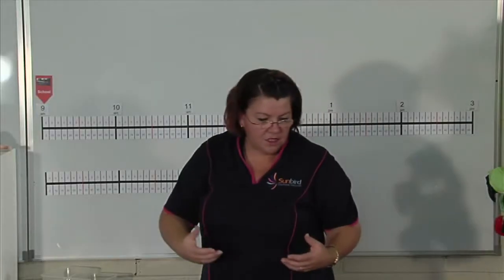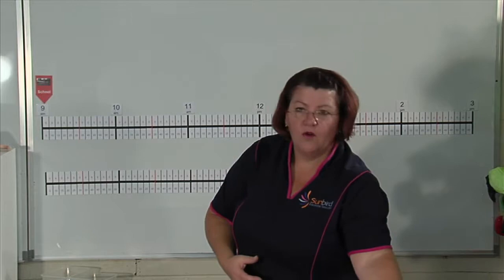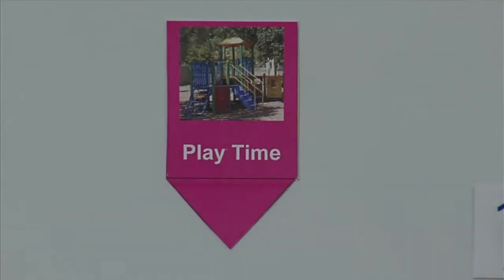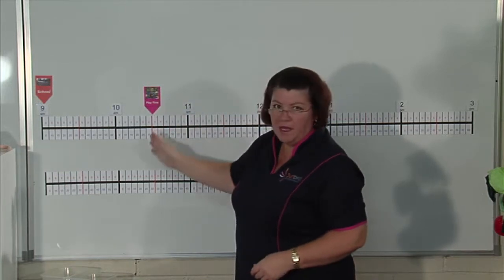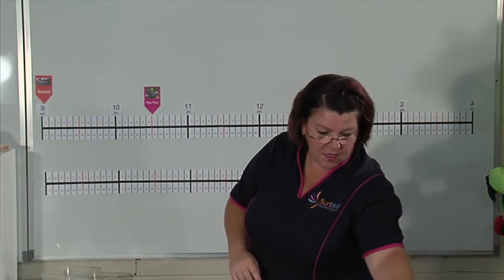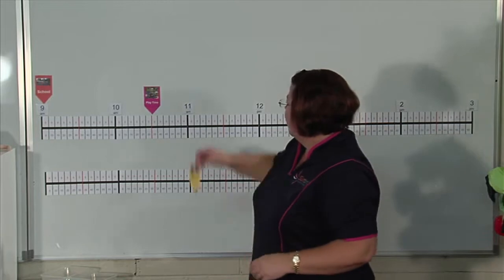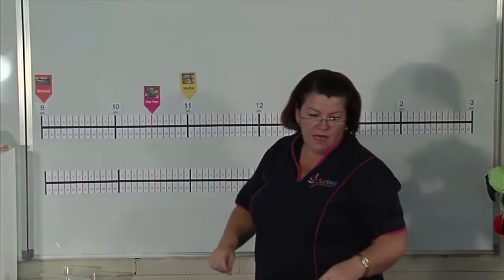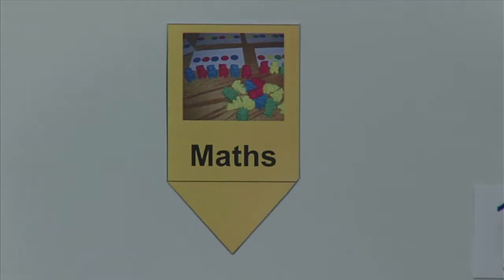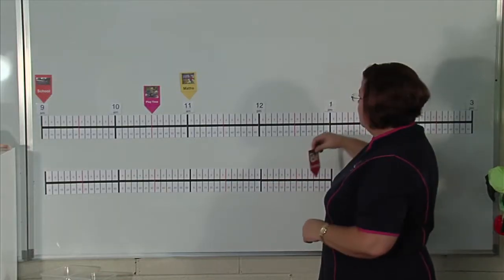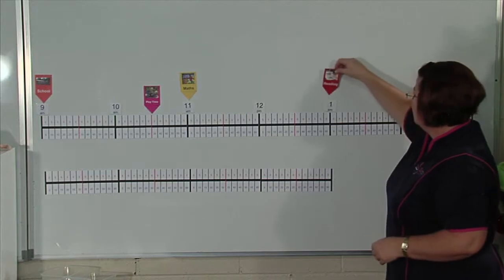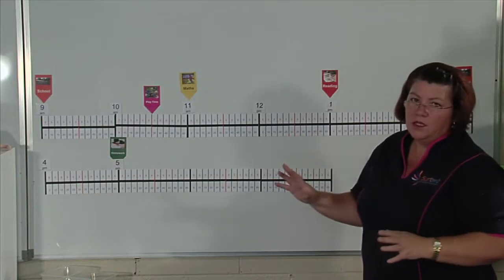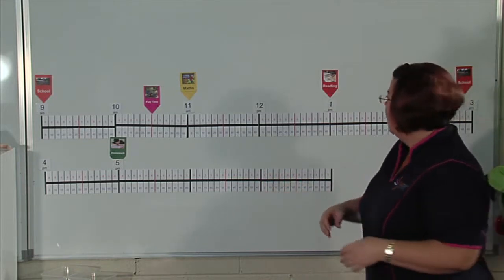When it's time perhaps to go out for morning tea or for a play break, it might be at 10:30, and the red lines indicate that it is half past the hour. You might say at 11 o'clock when we come back in from lunch or little lunch, we're going to do some maths, and later on in the day we're going to do some reading after lunch when we come back in. So this is just a very basic way of showing children that time does pass.